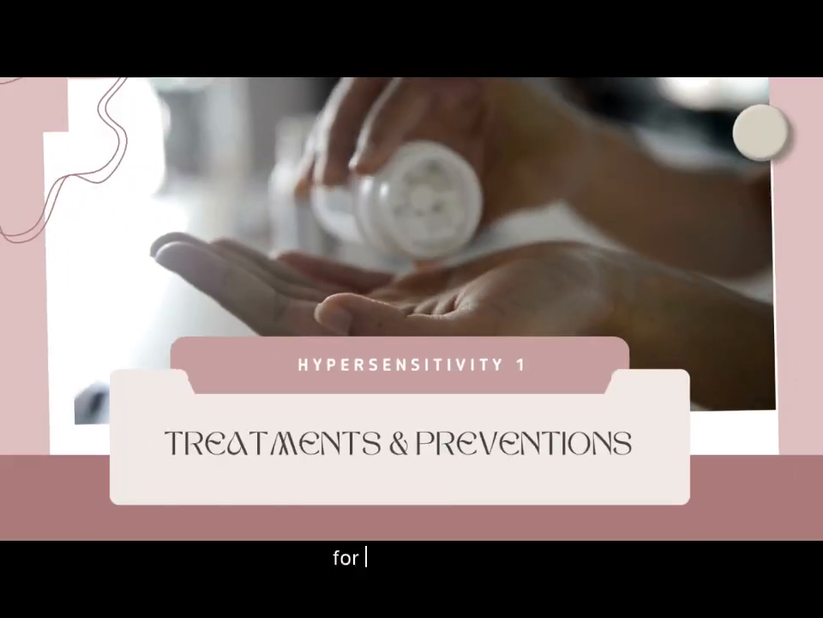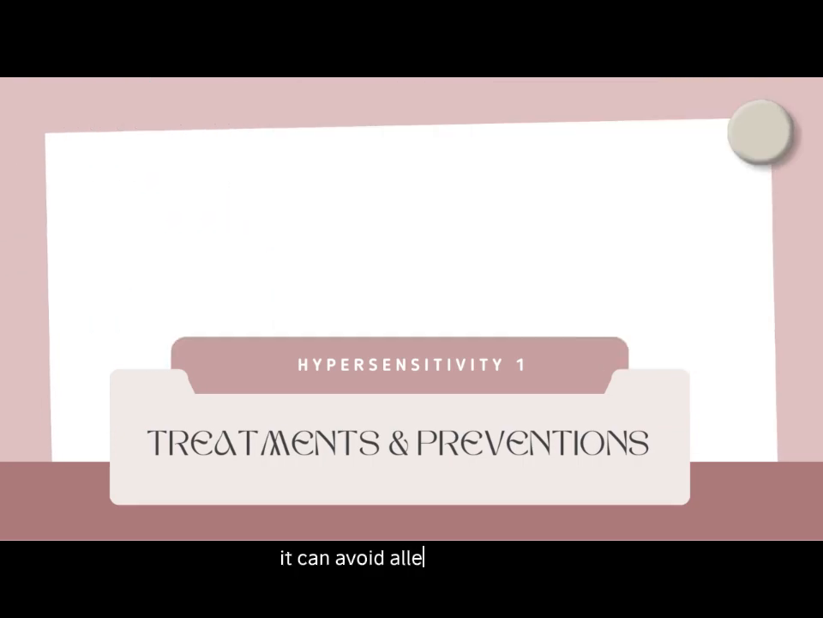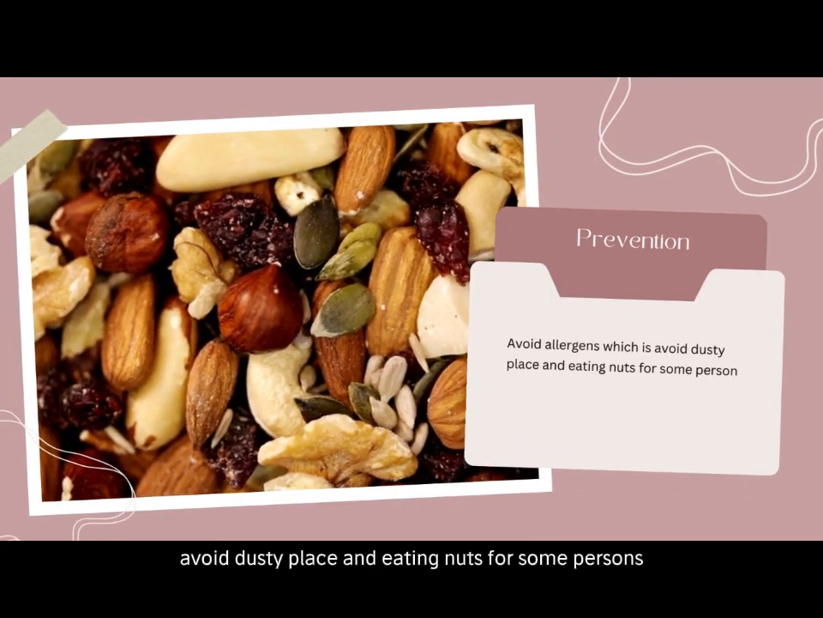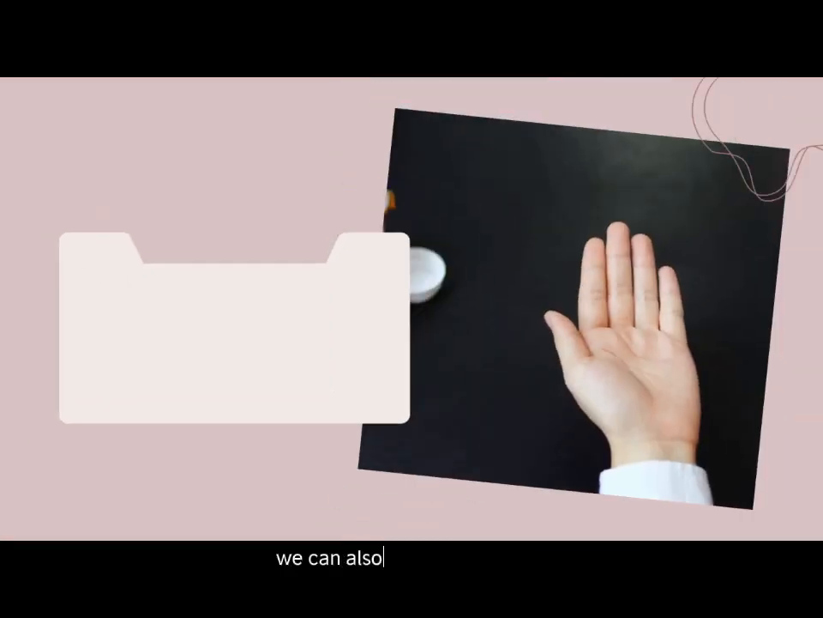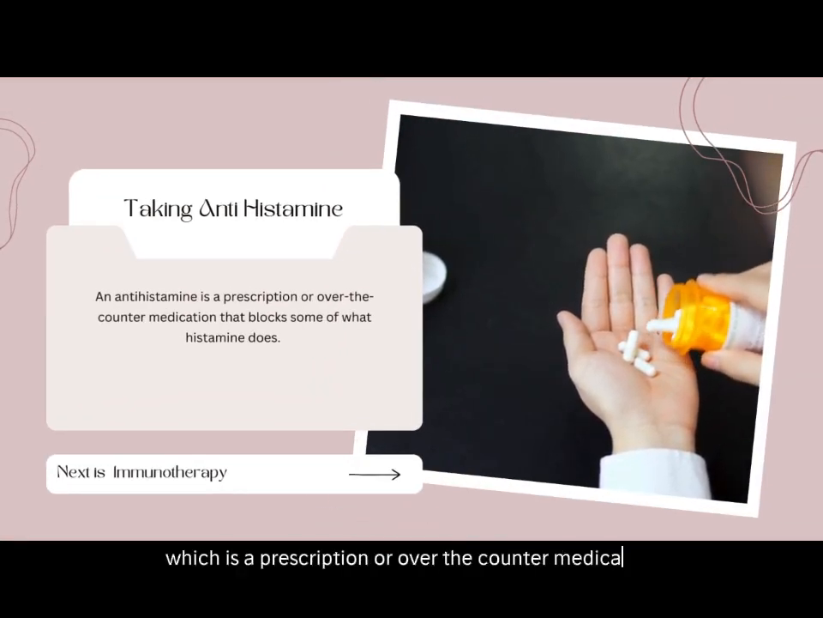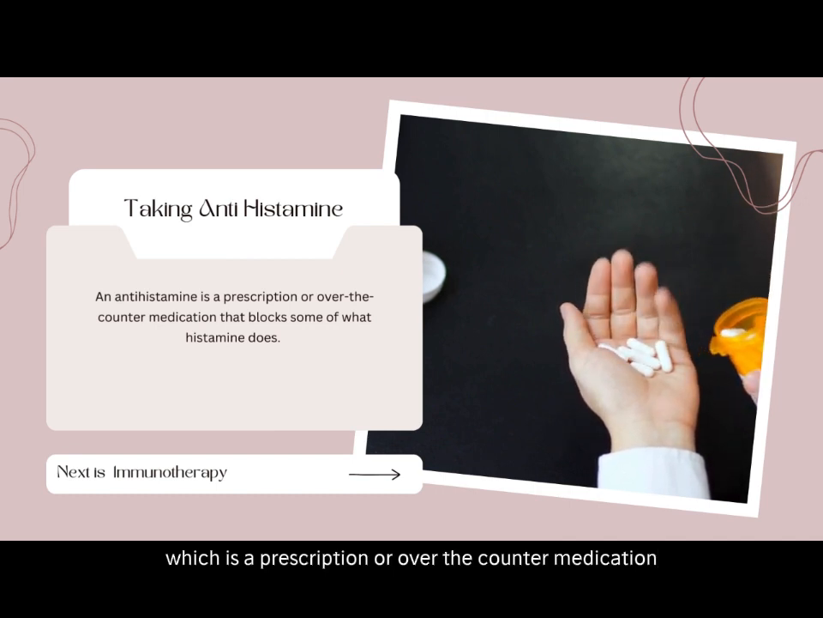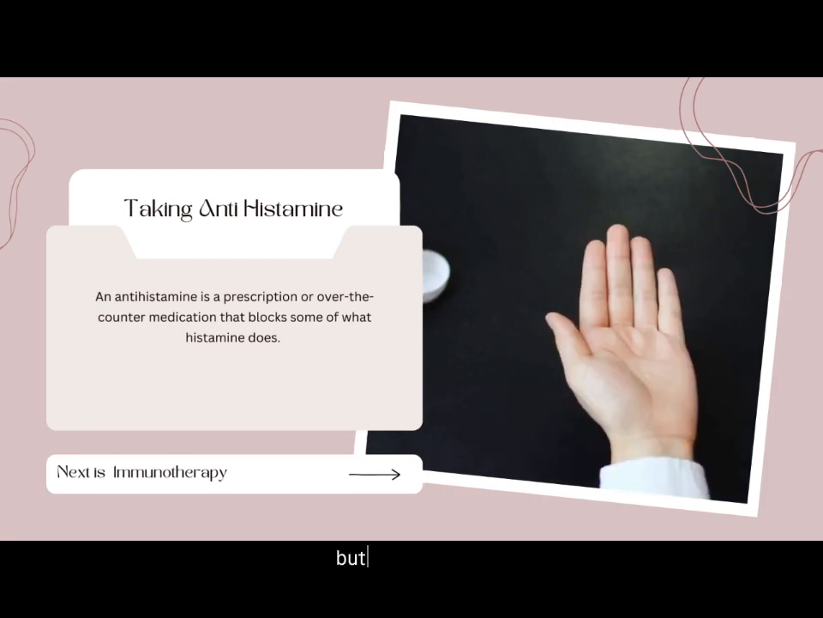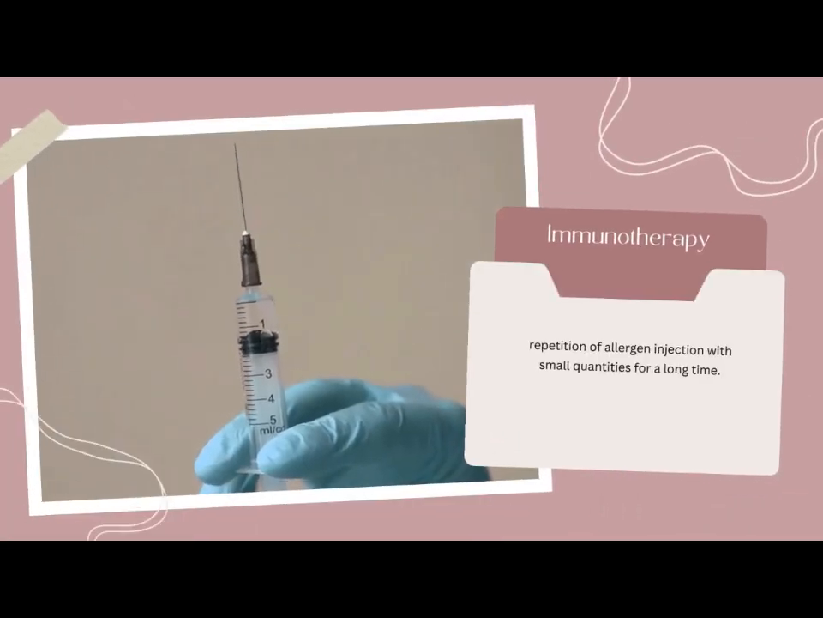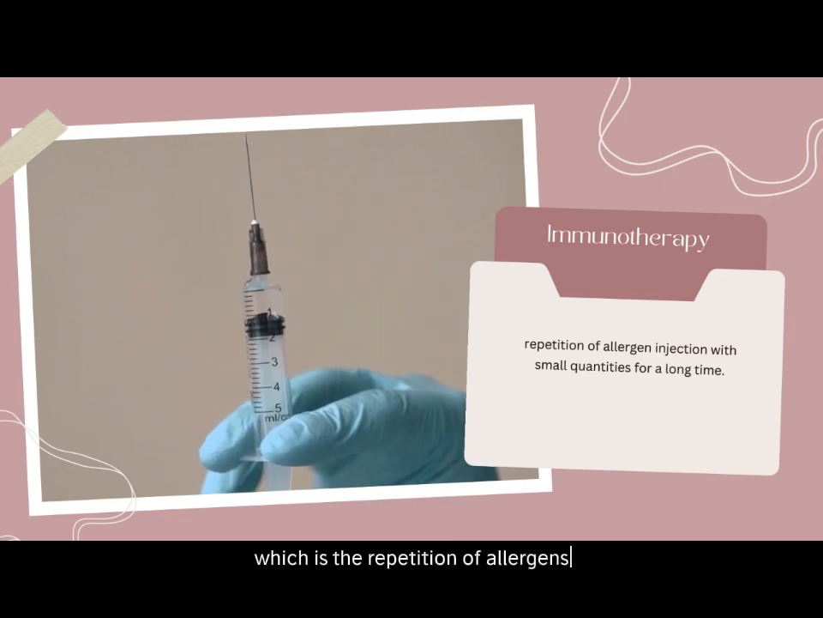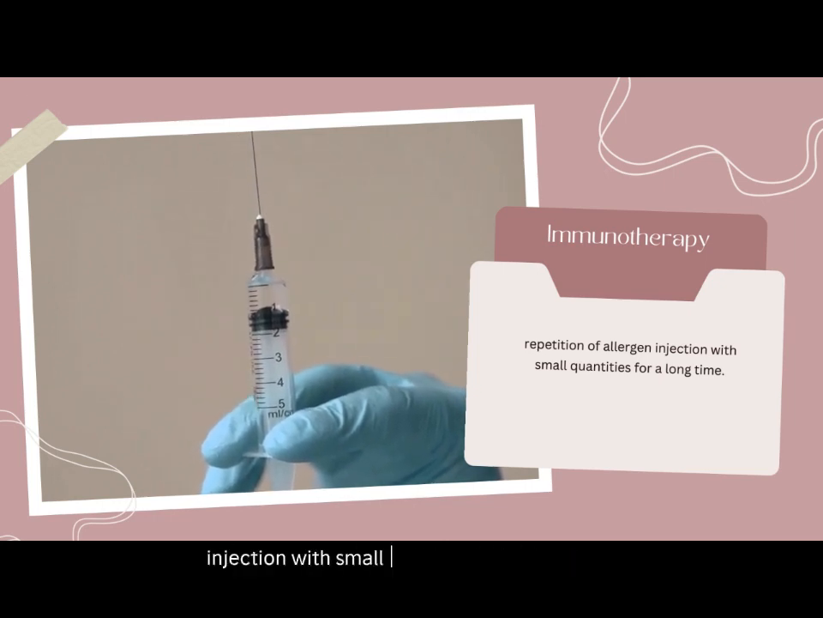For the treatment, we can avoid allergens such as dusty places and eating nuts for some persons. We can also take antihistamine, which is a prescription or over-the-counter medication that blocks some of what histamine does. But lastly, we can have immunotherapy, which is the repetition of allergen injection with small quantities over a long time.